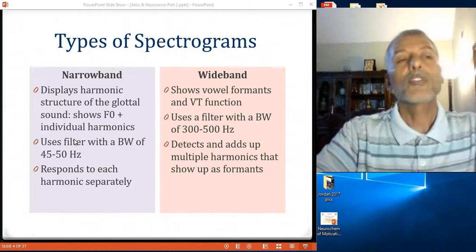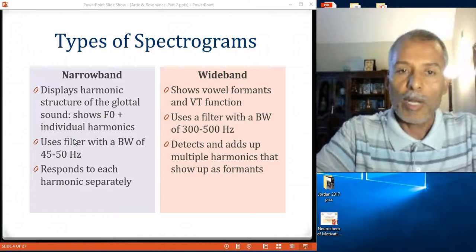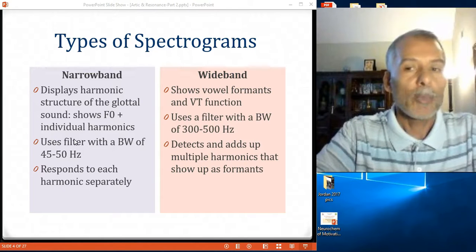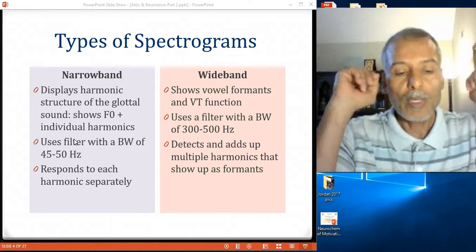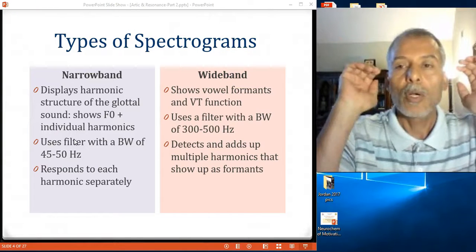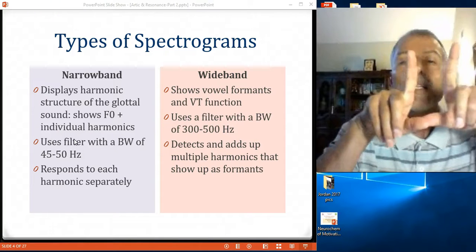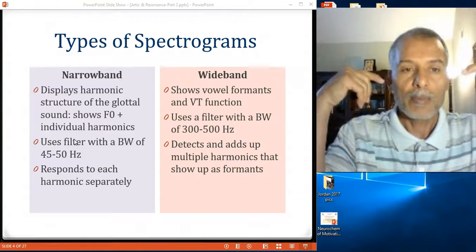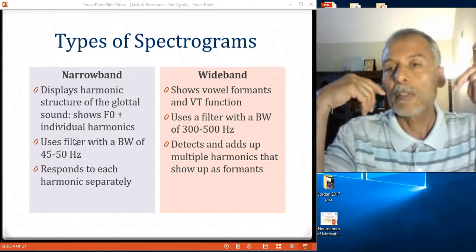There are two types of spectrograms. One is called the narrowband spectrogram, and one is called the wideband spectrogram. It depends on the kind of analysis that we are looking for. The narrowband has a very narrow range that can be amplified. So, for example, between 45 hertz and 50 hertz.